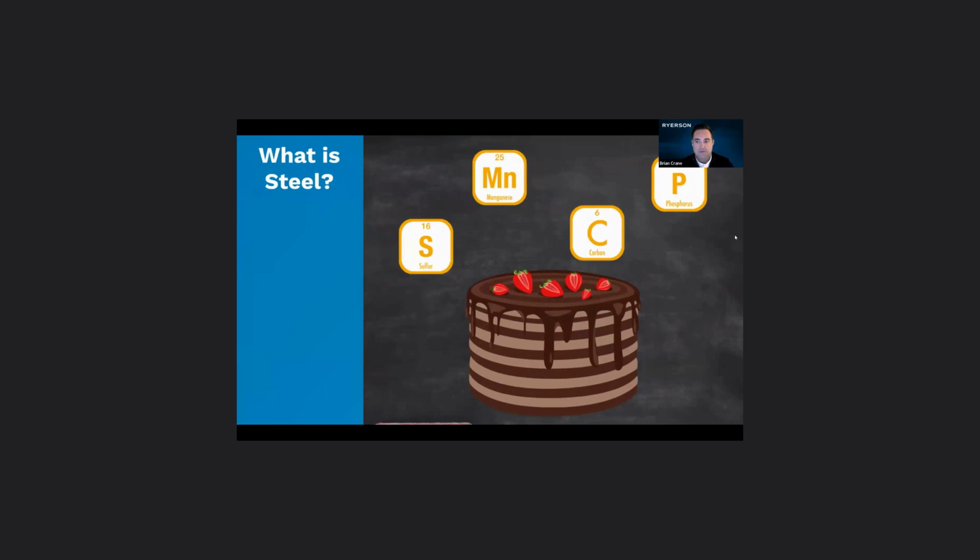So what is steel? It's an alloy of iron mixed with other elements. And when it comes to the making and composition of steel, I like to use the analogy of baking a cake. Iron, which makes up the majority of steel, we can think of as the flour. Other elements like carbon, manganese, or phosphorus act like the eggs, sugar, and vanilla in our steel recipe.